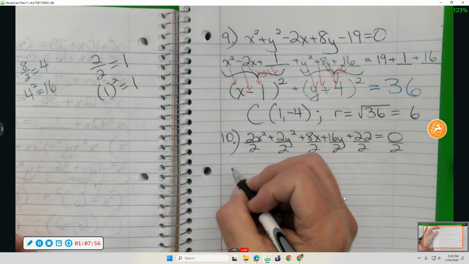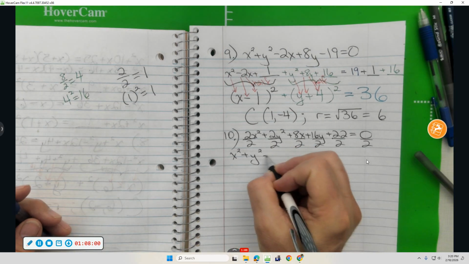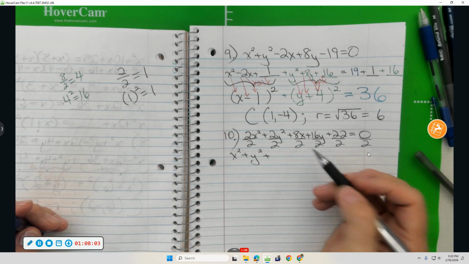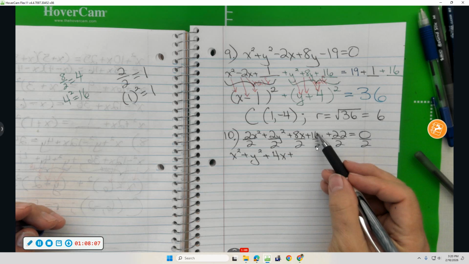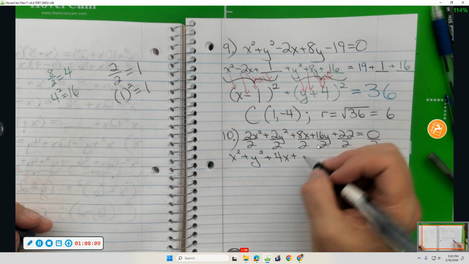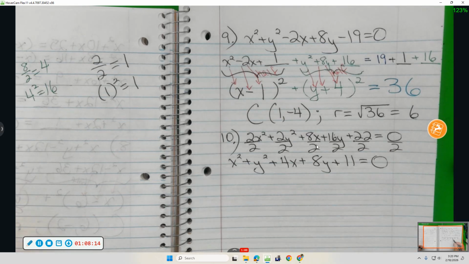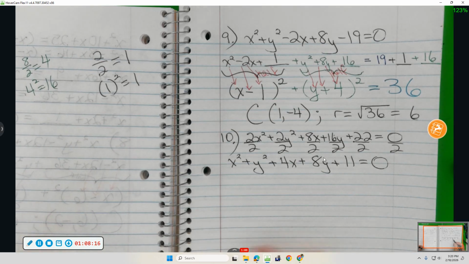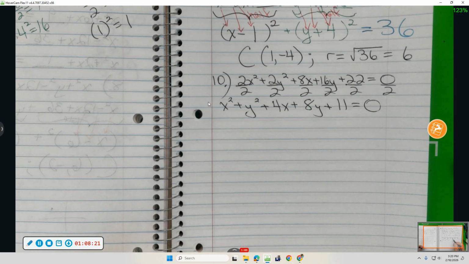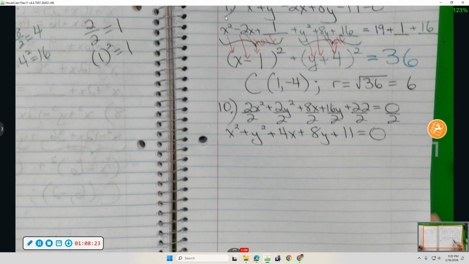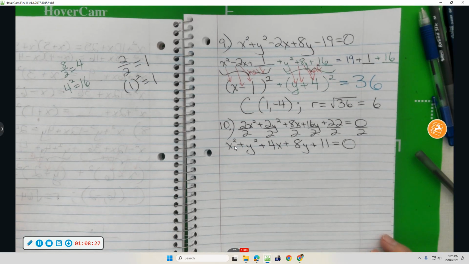That'll give us an x squared plus y squared plus 8 divided by 2 is 4x plus 16 divided by 2 is 8y plus 11 equals 0. Is number 10 now similar to number 9? Yes, it's similar to number 9.